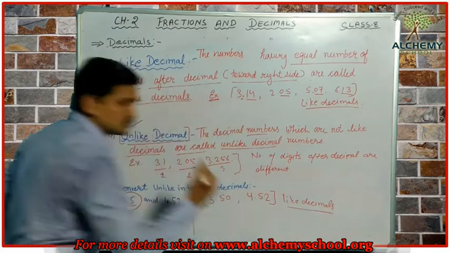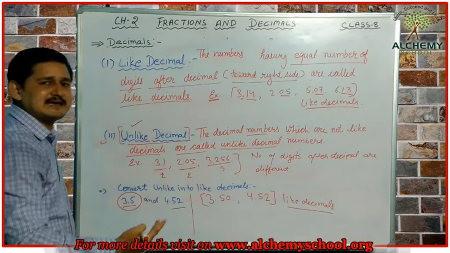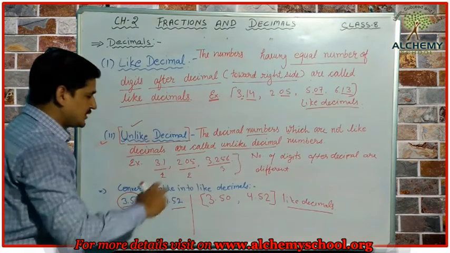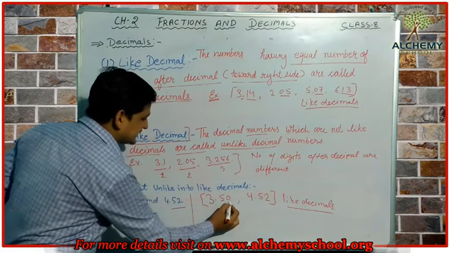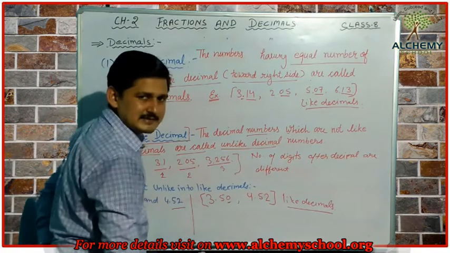So when we have unlike decimals, we can easily convert them into like decimals by putting 0 at the end of the number.